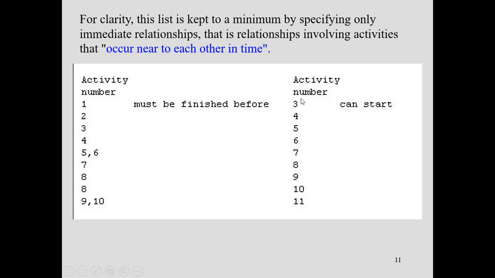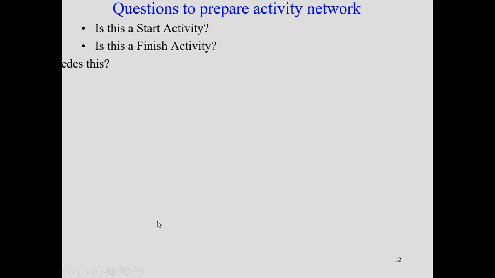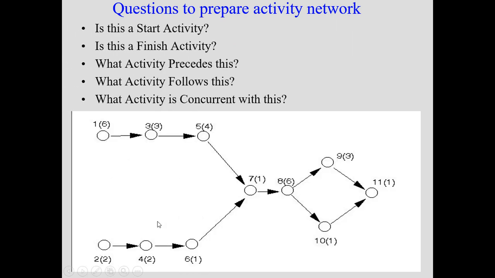If you want to start activity 6, in this case 4 must be ready; 7 is based on 5 and 6, 8 is based on 7, and 11 is based on 9 and 10. Accordingly we can draw a network graph like this, and in the brackets we can see the duration. This is an activity on node, AON, because the node is used to represent the activity.